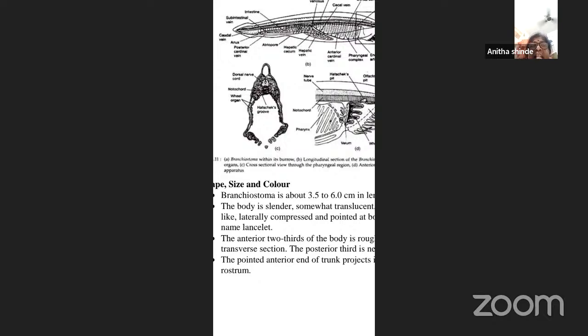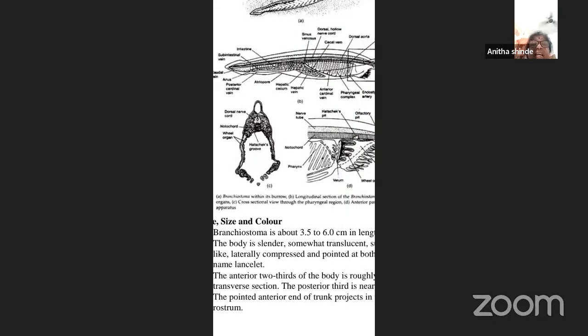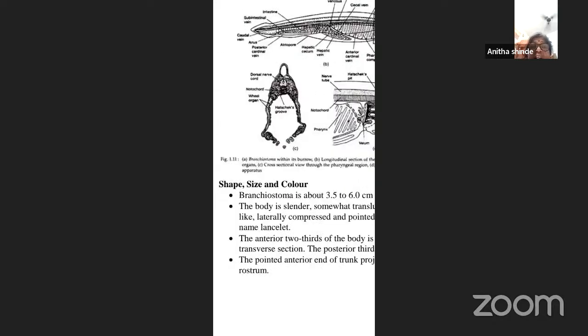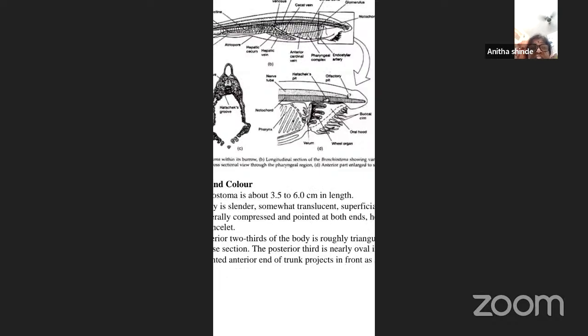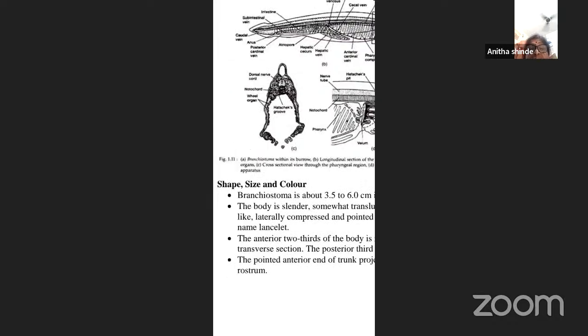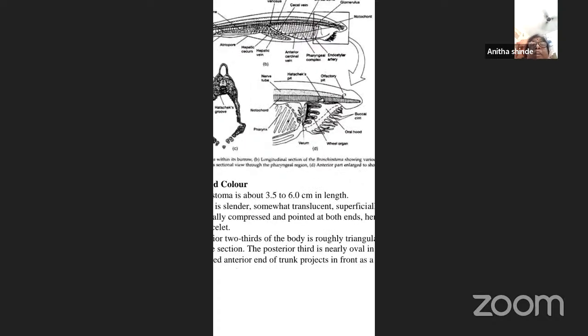Why they have given it the name lancelet is that though it is laterally compressed, it is pointed at both the ends. Now, the anterior two-thirds of the body is roughly triangular in shape, and the posterior third is oval in shape. The pointed anterior end of the trunk projects in front as a snout or rostrum.